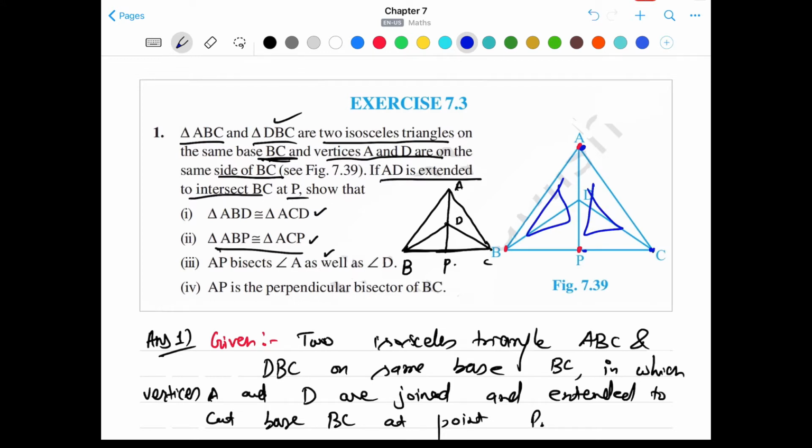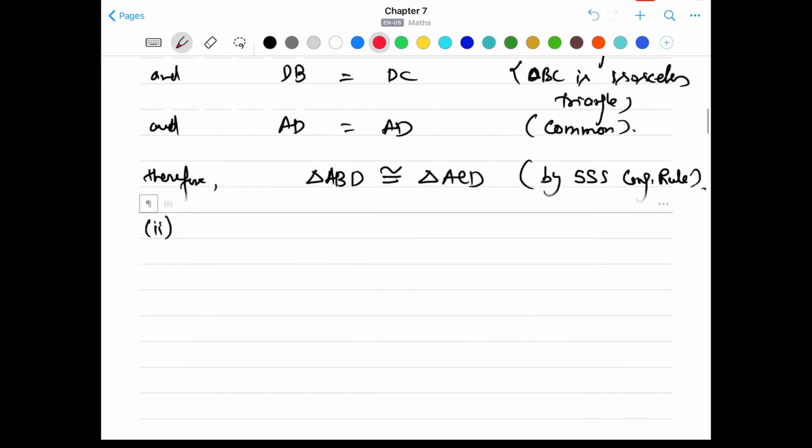Again, you can see that we can prove this by the side angle side rule. This first side is equal, because ABC is an isosceles triangle. In the previous part we have proved that these two triangles are congruent, so their corresponding angles, these two angles, will be equal. So we got one side, one angle, and this side AP is common for both of these triangles. AP is common for triangles ABP and ACP. So by side angle side these two triangles will be congruent. Okay, let's write the answer.